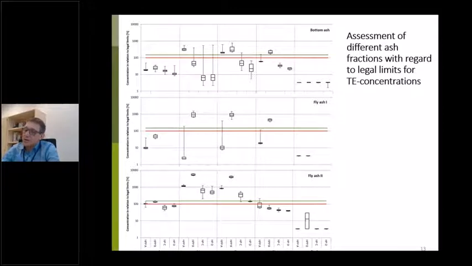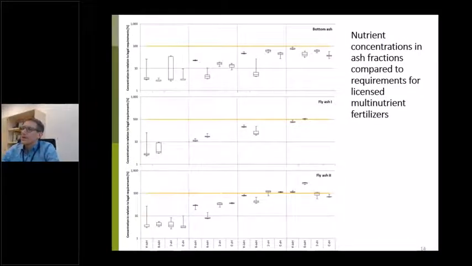So if you use natural wood and you want to make sure that you're compliant with the legal limits, you can use the bottom ash for fertilizer purposes, but not any of the fly ashes. So this is what you're allowed to do. The fertilizer element ordinance in Germany also gives a limit above which we are allowed to call material fertilizer.